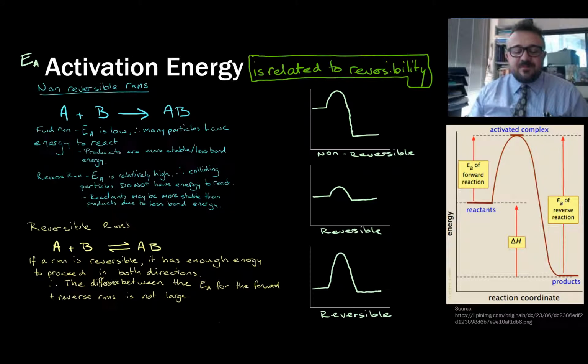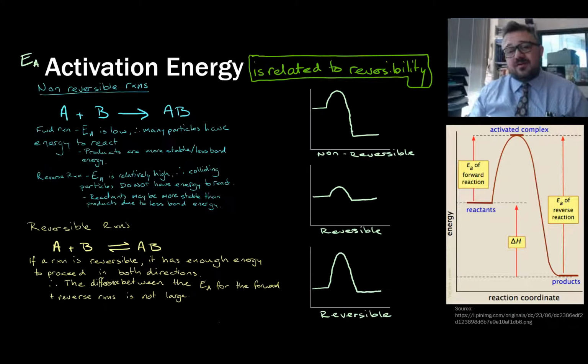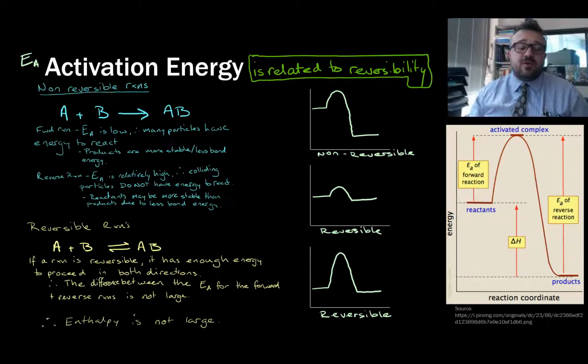So what that means is this one will require quite a bit of energy input to get it happening, but if it's happening at a high enough temperature, it'll happen in both directions at the same time. This one doesn't need as much energy to happen, so it'll happen in both directions, just at a lower temperature. So the enthalpy is actually not a large value. And that's actually one of the differences. So the enthalpy for a reversible reaction is small, and that's because the difference in enthalpy causes a change in activation energy from the forward to the reverse reaction. Hope that made a lot of sense.